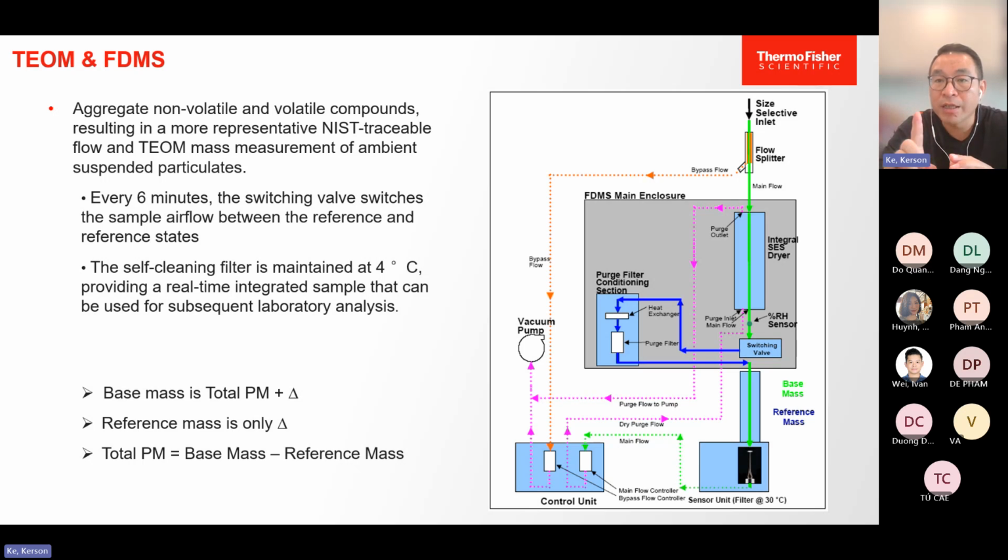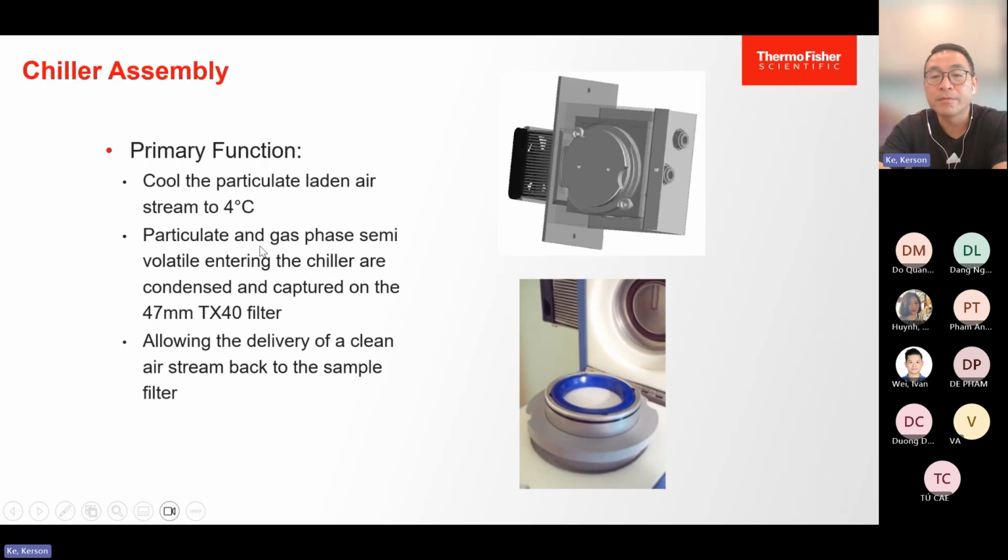So in the 6 minute data, if something volatile happens, you will see the frequency increase because the filter is getting lighter than in the last 6 minutes. So we can see some loss in our measurement. This mass concentration loss means the volatile compound of this particle.